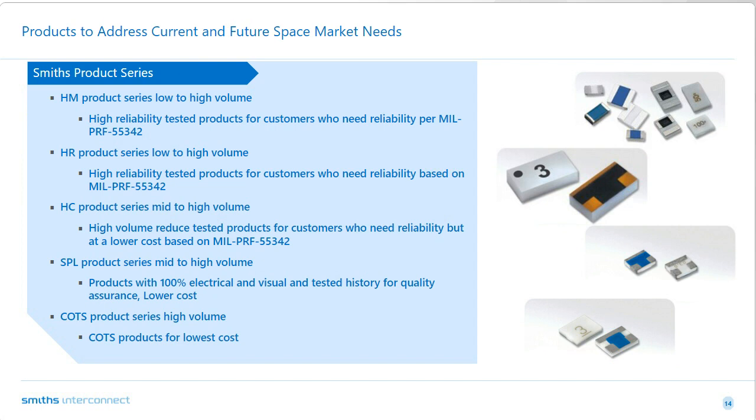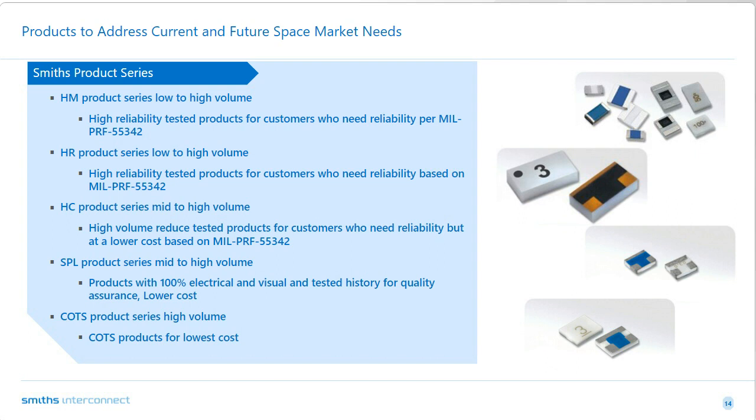HM, which is our highest reliability that we have. That is testing strictly per the MIL-PRF-55342 with high levels of samples required for lot qualification, Group B testing, Group C testing. It's not common, but some of the GEO programs require this type of HM testing.